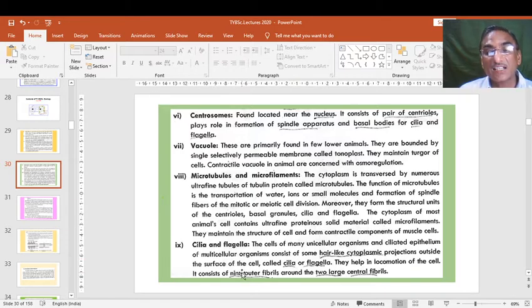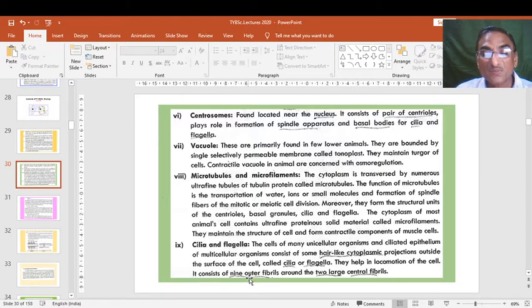Cilia and flagella are other organelles. The cells of many unicellular organisms and ciliated epithelium of multicellular organisms consist of some hair-like cilia or cytoplasmic projections outside the surface of the cell, and these are generally called cilia or flagella. These are two outgrowths of the cell, or we can say organelles. They help in locomotion of the cell.